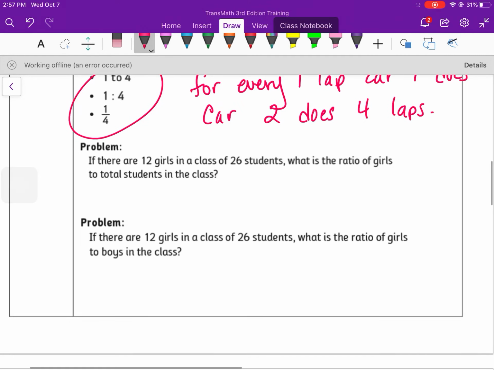Here's a couple more examples. There are 12 girls in the class of 26 students. What is the ratio of girls to total students? So this is a part to whole relationship because we're talking about girls to the total number, so part to the whole thing. So the ratio would be 12 to 26, or it can be written as 12 colon 26.